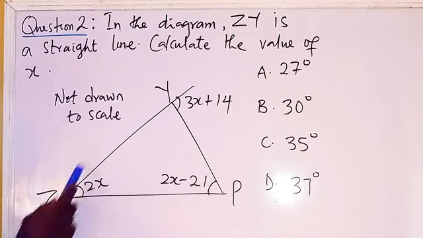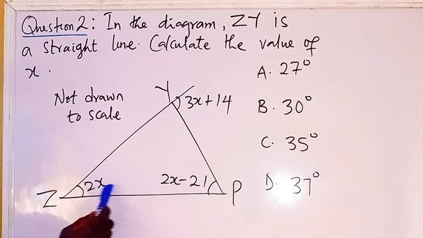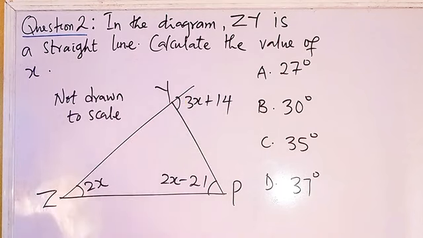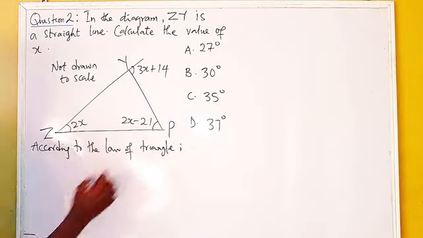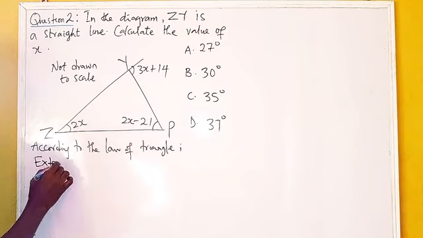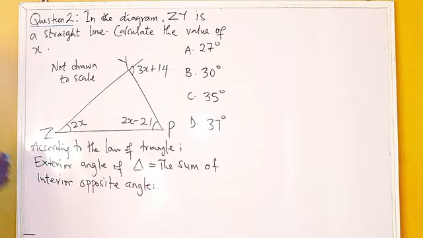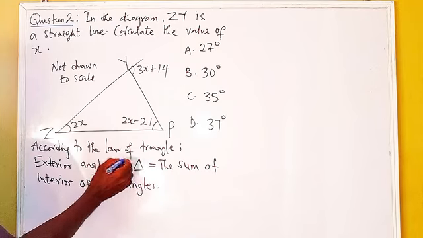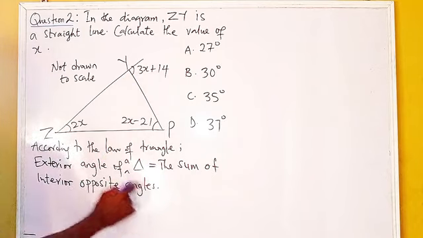Now this ZYP is a triangle, right? But we have two angles inside the triangle, and we have one outside. The one that is found outside is called the exterior angle. According to the law of triangles, for any form of triangle, the exterior angle is equal to the sum of the interior opposite angles.